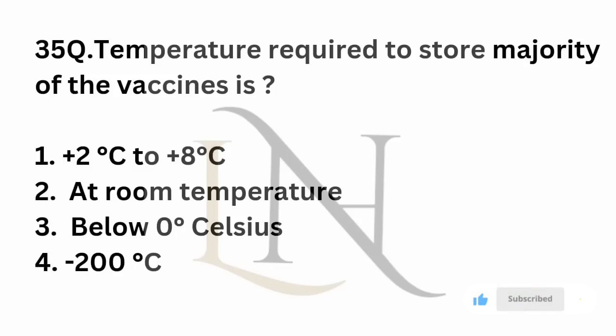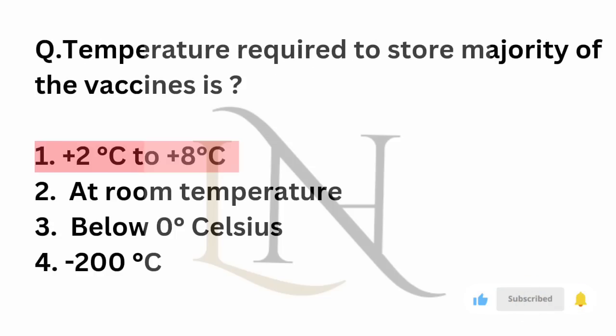Temperature required to store majority of the vaccines. Option 1 plus 2 degrees Celsius to 8 degrees Celsius. Option 2 at room temperature. Option 3 below 0 degrees Celsius. Option 4 minus 200 degrees Celsius. Correct answer option 1 plus 2 degrees Celsius to 8 degrees Celsius is the correct answer.